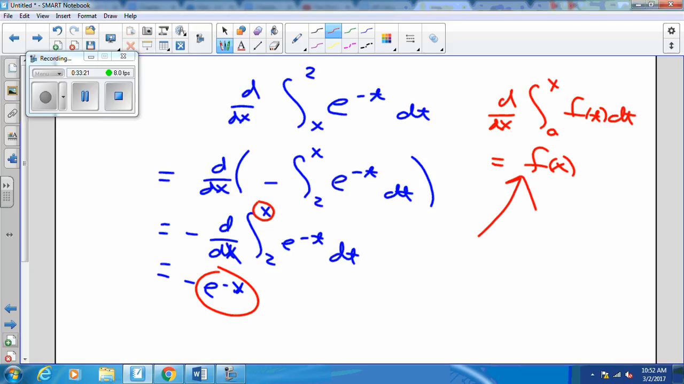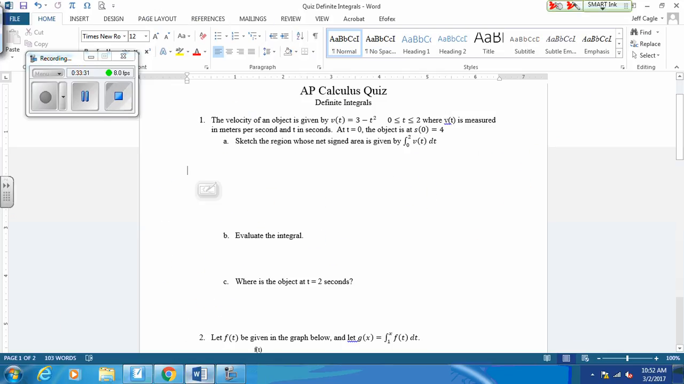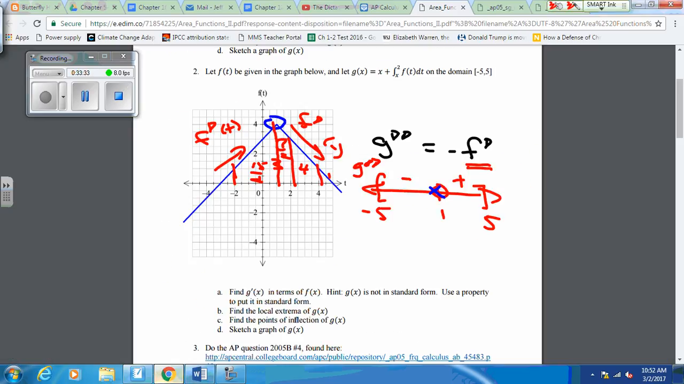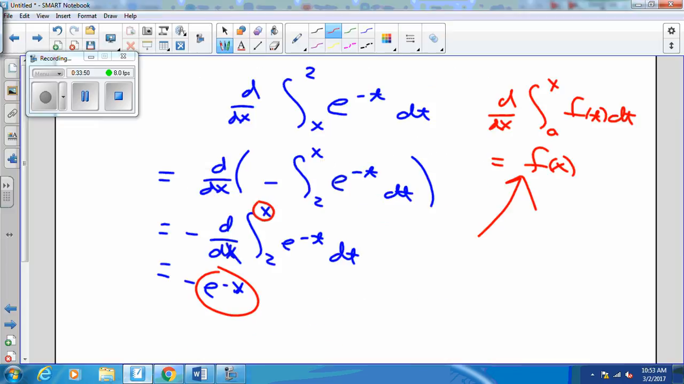We've been doing this, but we've been taking derivatives and stuff. In number 2, what did we do? We didn't have a formula, but what did we do? We said that g prime of x was 1 minus... It's the same thing.